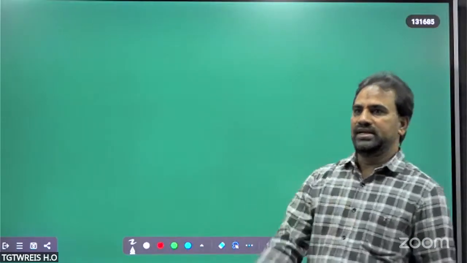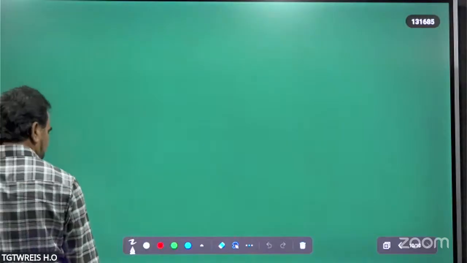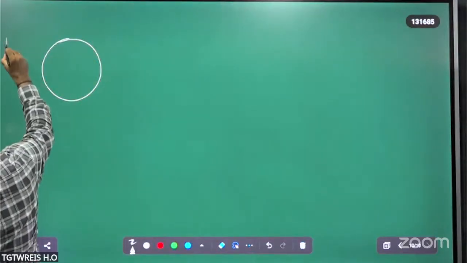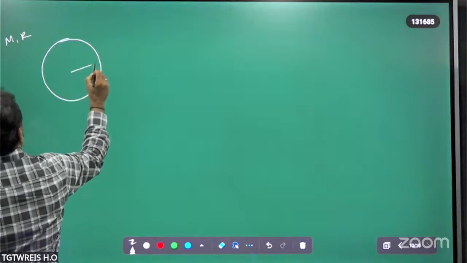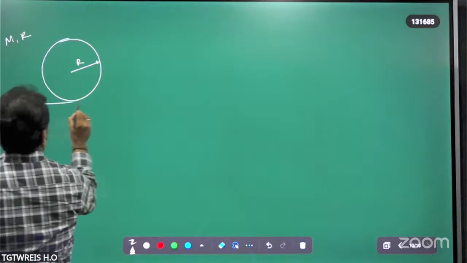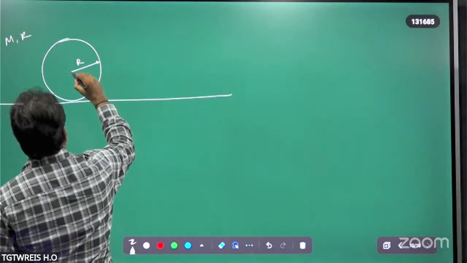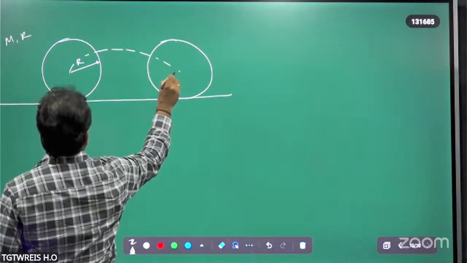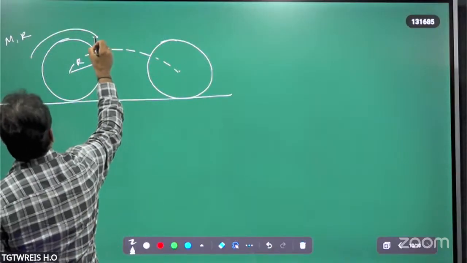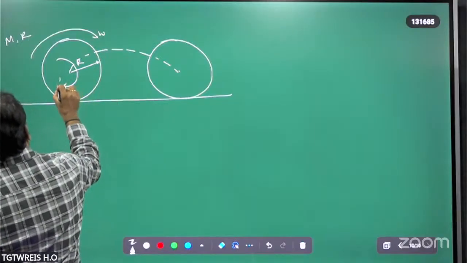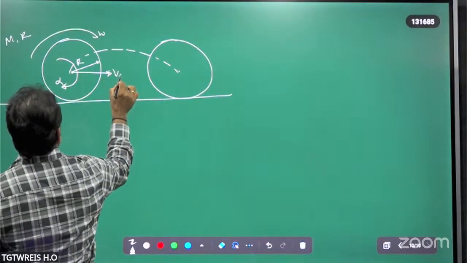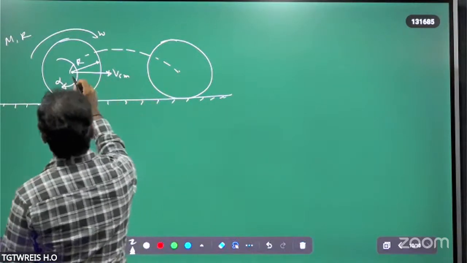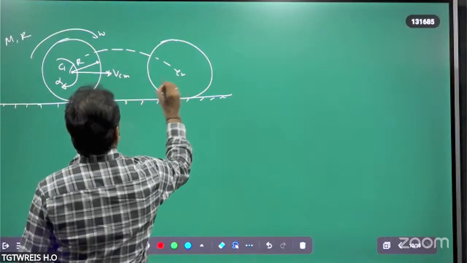Next, suppose a disk has a mass M and radius R, which is rolling on a horizontal surface like this, with angular velocity omega and angular acceleration alpha. The center of mass is moving with velocity VCM on the horizontal surface, and it shifts from C1 to C2 like this.